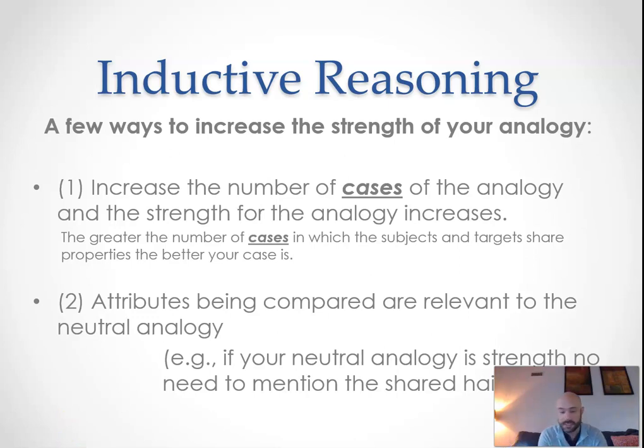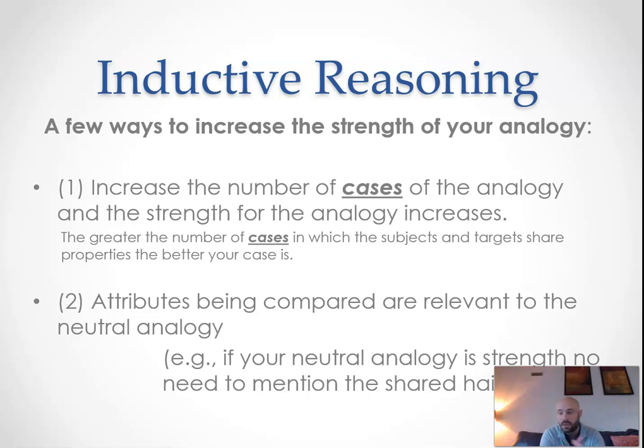So relevance is key. It's the name of the game in most inductive arguments, especially here. So, for example, if you want to claim that because A is strong, B is strong, you say A has these attributes that are relevant to being strong, and so does B. Well, don't bring up things like hair color or other unessential things that they might have in common. Make sure that what they're sharing in common is relevant to what you're talking about, which in this case would be strength.